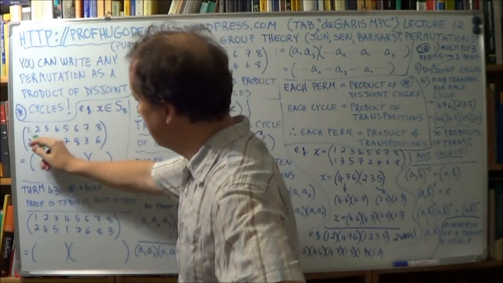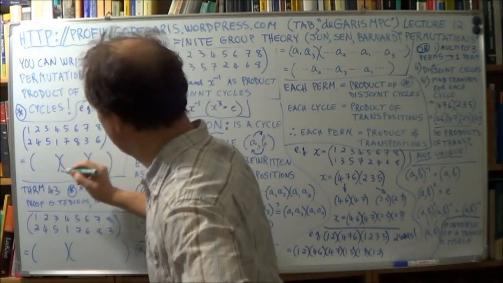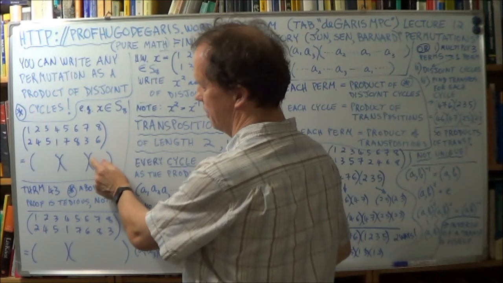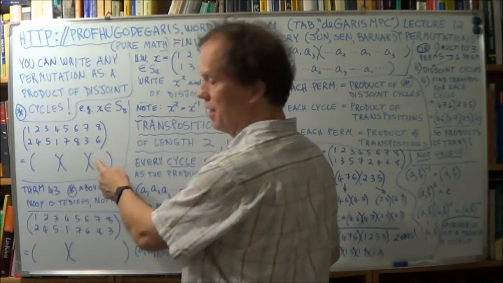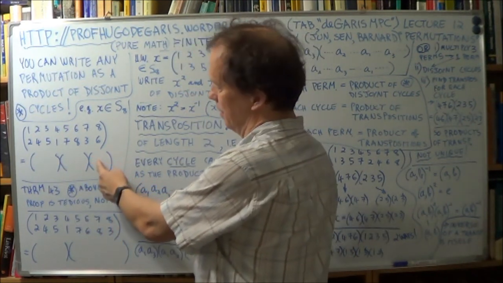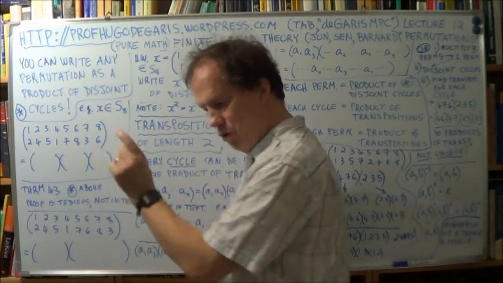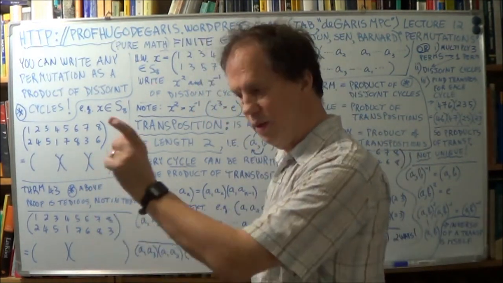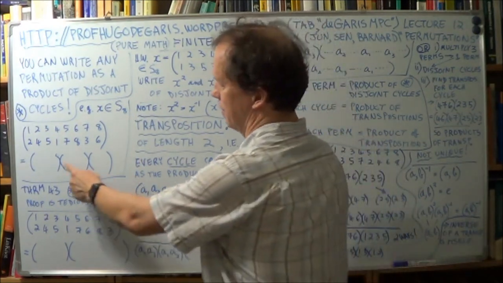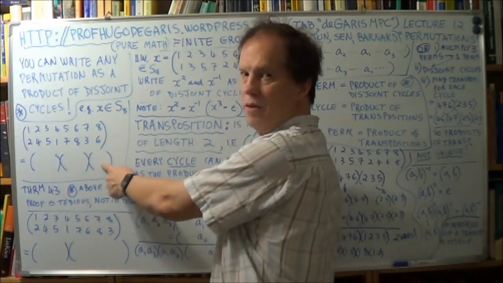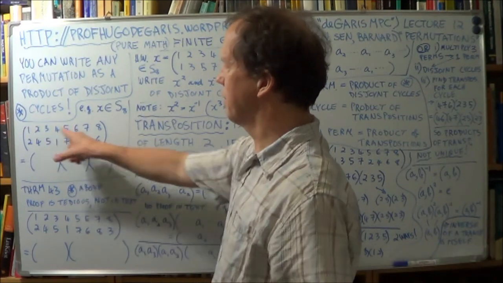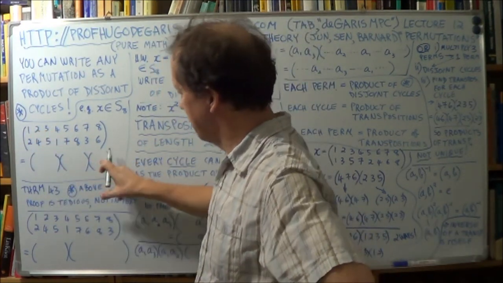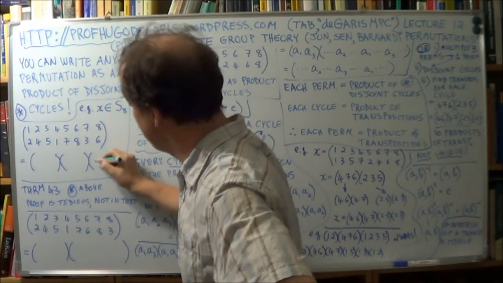Okay, so 1 goes to 2. Oh, and by the way, we're creating cycles, so I shouldn't be starting here, I should be starting here. When you apply permutations sequentially, you do permutation 1, then permutation 2, and so on. The first permutation is on the right. So my first cycle I should put here. Okay, so 1 goes to 2.